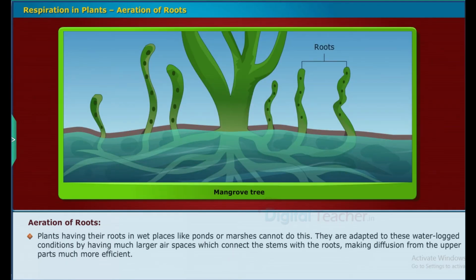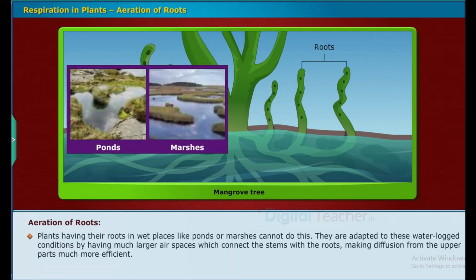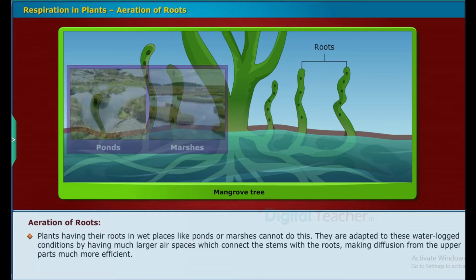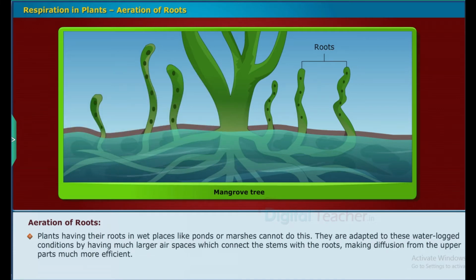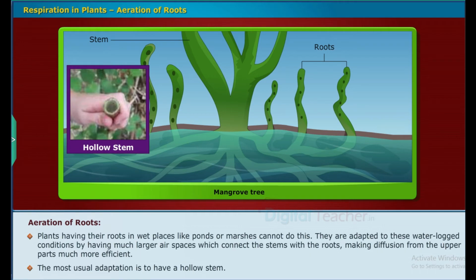Plants having their roots in wet places like ponds or marshes cannot do this. They are adapted to these waterlogged conditions by having much larger air spaces which connect the stems with the roots, making diffusion from the upper parts much more efficient. The most usual adaptation is to have a hollow stem.